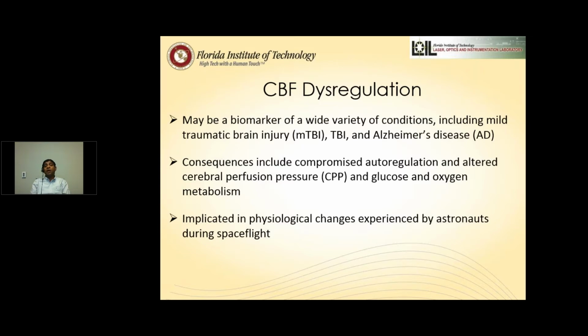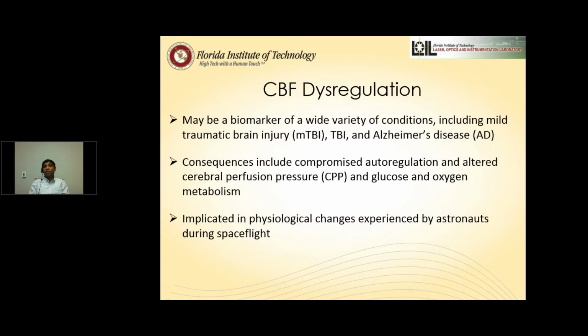What is CBF dysregulation? Why is it important? Because this can actually be used as a biomarker for many other physiological conditions such as TBI, Alzheimer's disease, which is a very important research area right now. So we are not even focusing on space. You can actually correlate this research to other applications because they have the same physiological representation.